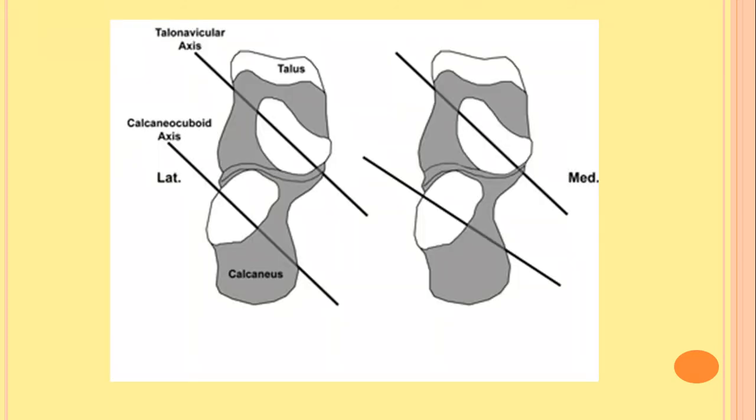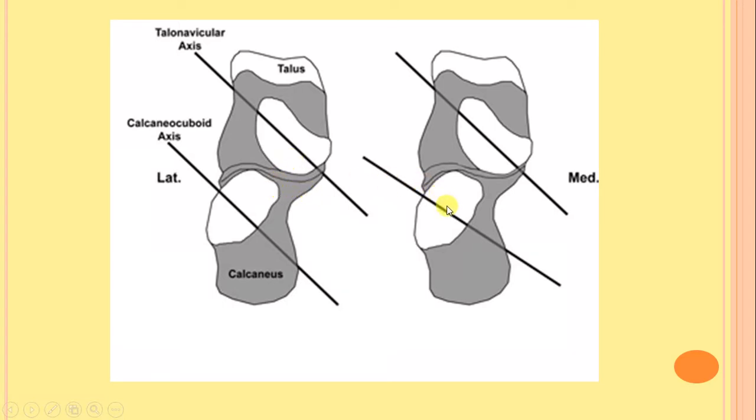Here is shown the movement occurring during inversion and eversion, and the axis of movement occurring at these joints. Here you can see the axis is neither transverse nor longitudinal vertical. It is somewhat oblique, for the talonavicular and calcaneocuboid joints. These axes are parallel to each other and will not cross at any point. So this is in the normal resting foot.